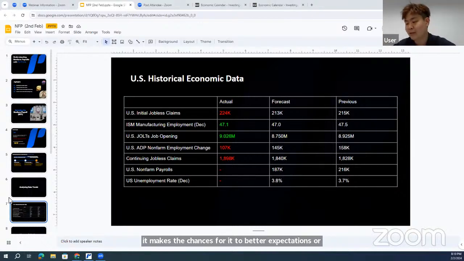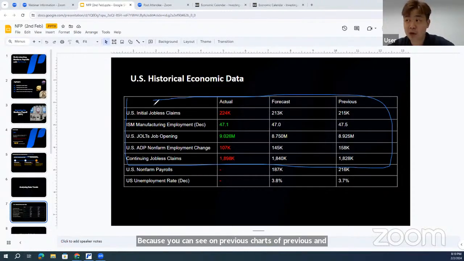Previously, you can notice from the historical jobs data that the job sector in the US was not very good, because on previous charts or previous NFP data, before that data release, a lot of jobs data provided worse than expected readings. But as for now, you can notice that the data are very, very mixed.